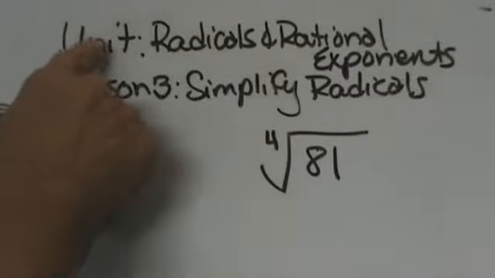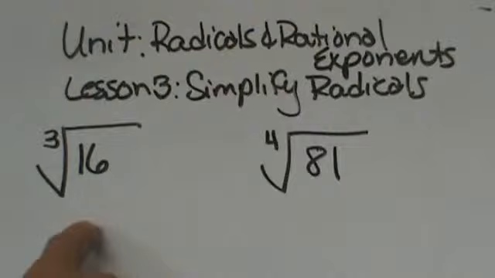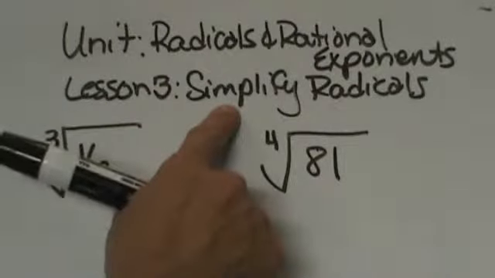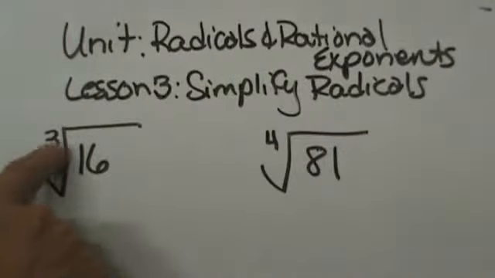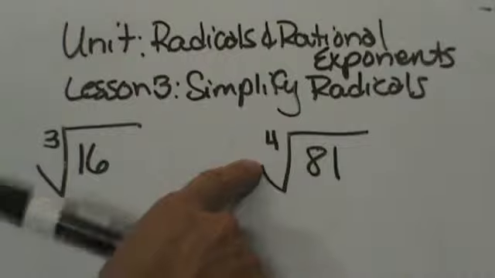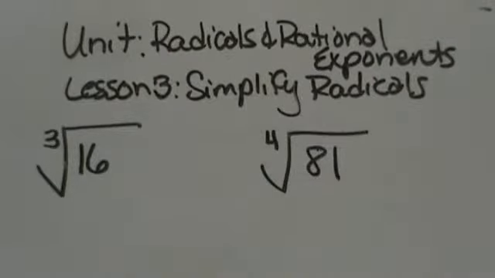Hi, welcome to the unit on radicals and rational exponents. This is lesson 3, simplifying radicals. You've learned how to simplify a square root, but now we're going to look at how to simplify a cube root, fourth roots, fifth roots even. So I'm going to show you how this works.